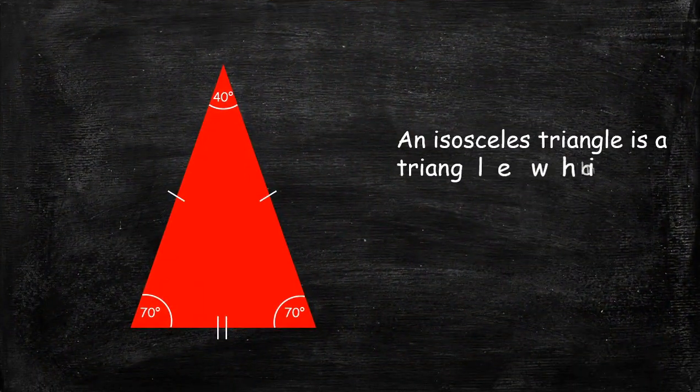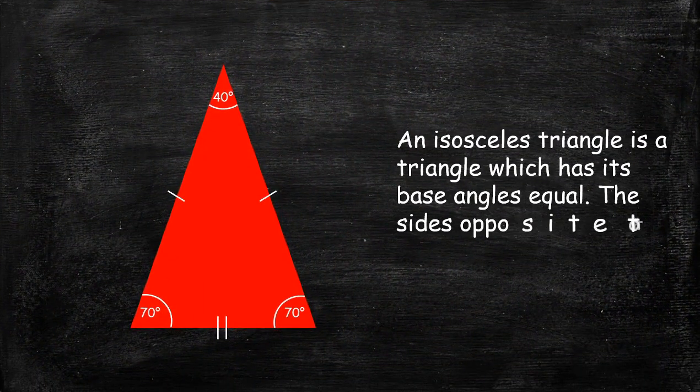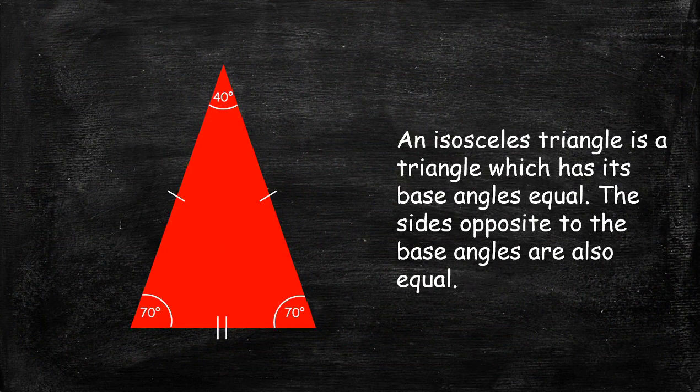An isosceles triangle is a triangle which has base angles equal. You can see both the base angles have the value of 70 degrees, and the sides opposite to the base angles are also equal. 70 degrees here, opposite to it is this side, and this side. The sides opposite to the base angles are also equal.